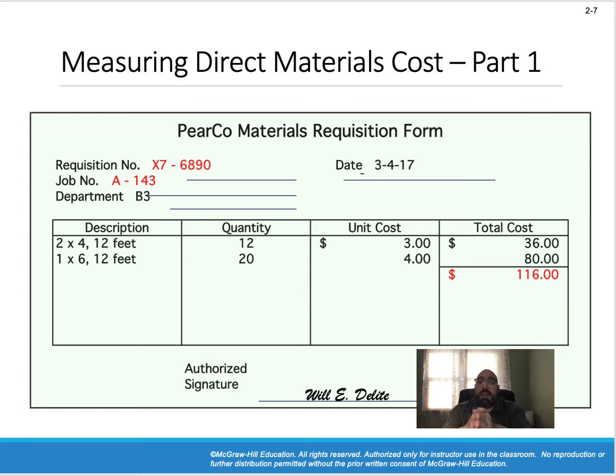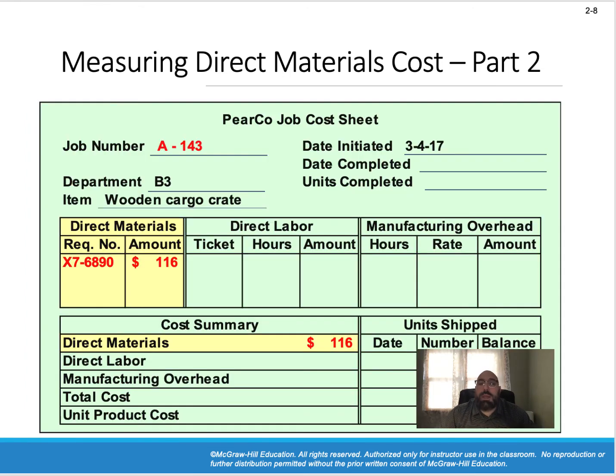So from the direct materials requisition form, we go to the job cost sheet and we just transpose the information from the material requisition form into the job cost sheet. Notice that the requisition number from the form is placed onto the job order cost sheet, and we put the total amount of direct material, which in this case is $116.